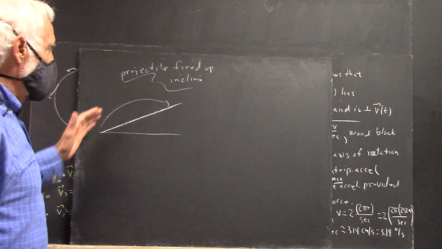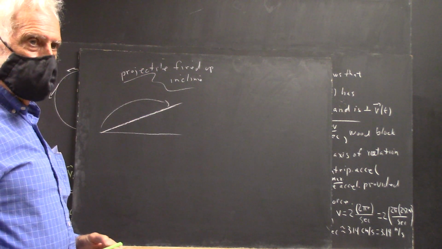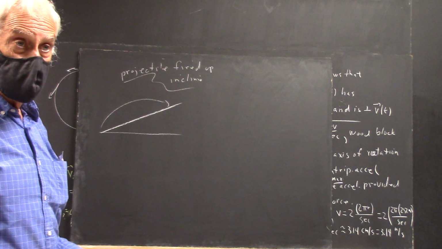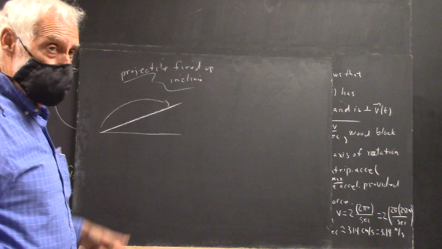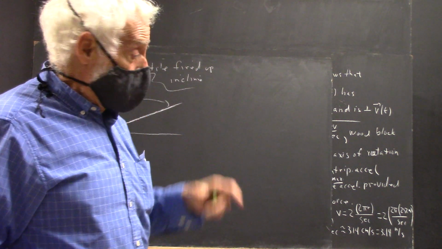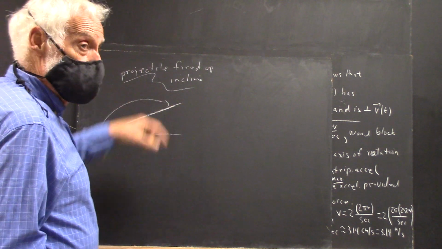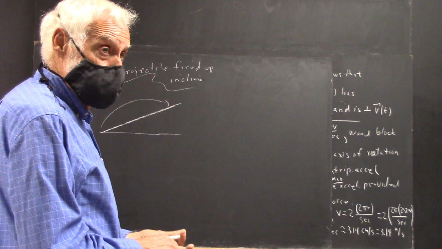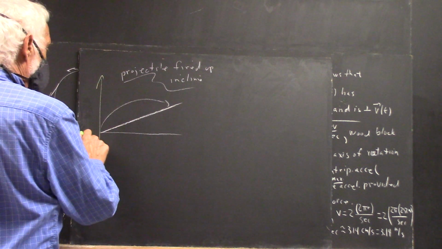Okay, fire a projectile, it goes up an incline. That's a pretty complicated situation, okay? So we want to talk a little bit about how this works, just to expand your idea of projectile motion. It comes down to, you need the equation of motion in a coordinate system. So what we're going to do is, we're going to say, okay, here's your coordinate system.